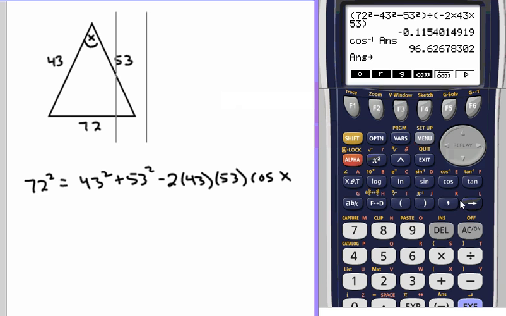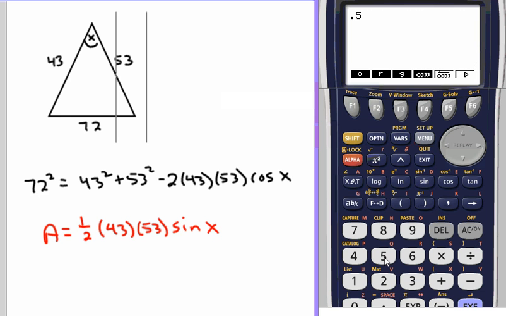So maybe I'll store that. I'm going to store it in A right here. Okay, now I do know that the area of a triangle we got in the previous lesson is 1/2 the product of two sides. So 1/2 times 43 times 53 times the sine of the angle in between. So watch this. I'll take 0.5 and multiply it by 43, multiply that by 53, then multiply that by the sine of that angle that I stored in A.